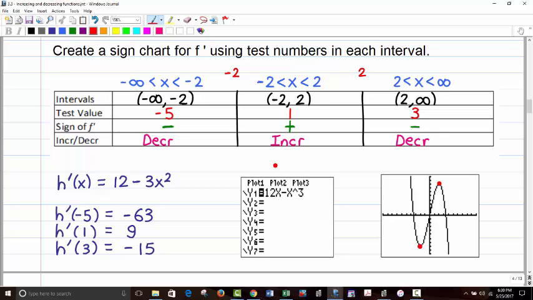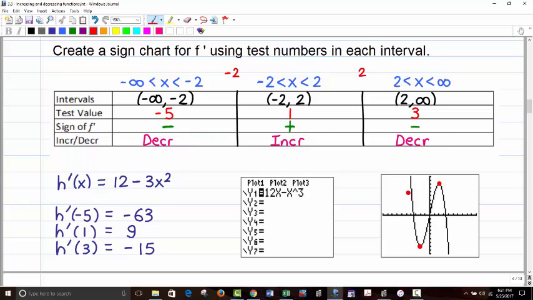Anytime I can use 0, I generally put 0 in there, because 0 would be so easy to look at and realize it's going to be 12. It's going to be positive. So either way, it didn't matter. 0 would have been positive, and 1 is positive. That's the whole idea of picking any number you want in the interval. And for something larger than 2, I chose 3, plugged that in there, and got negative. So it goes negative, positive, negative. That means decreasing, increasing, decreasing.